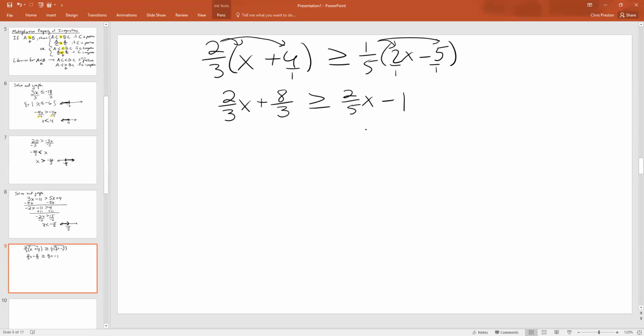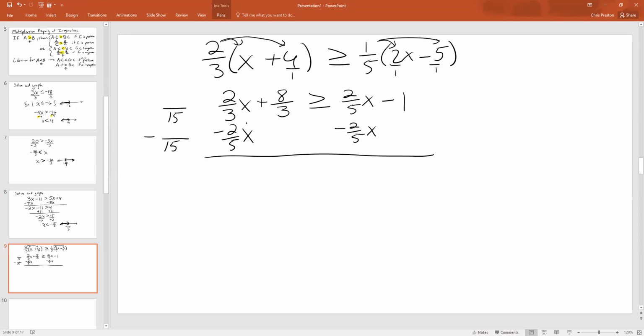Again, we only want x's on one side, so I'm going to go ahead and subtract 2/5 x from both sides. And again, you don't have to do fractions by hand. You can use a calculator to do it, though you should know how to do fractions by hand. Find a common denominator, that would be 15. That's where they match up.